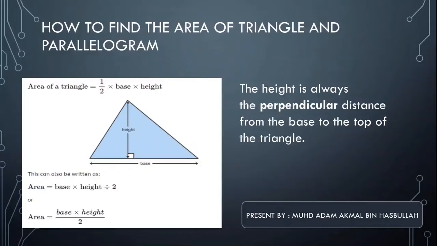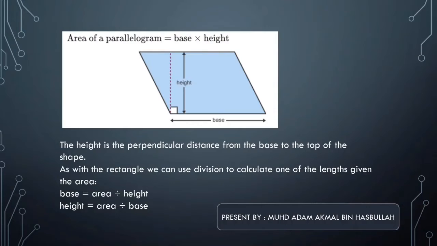How to find the area of a triangle and a parallelogram? The area of a triangle is 1/2 multiplied by base and height. This can also be written as area equals base multiplied by height divided by 2. The height is always the perpendicular distance from the base to the top of the triangle. For a parallelogram, area is base multiplied by height. The height is the perpendicular distance from the base to the top of the shape.